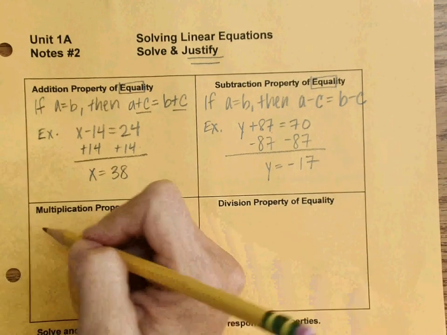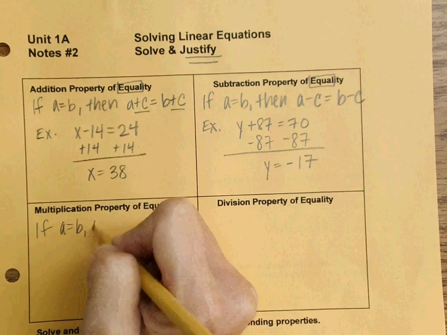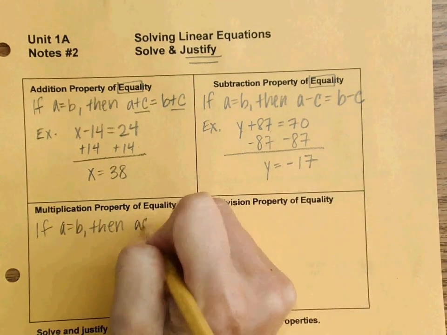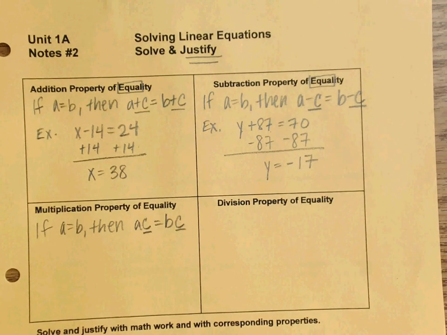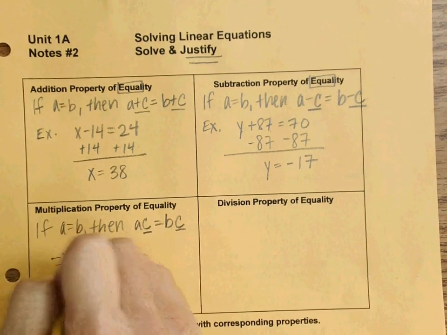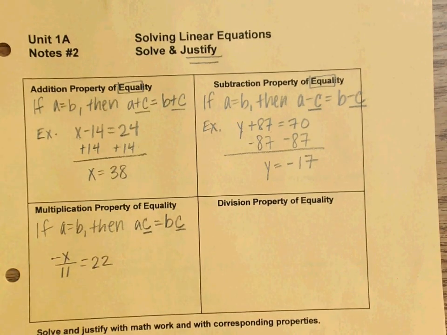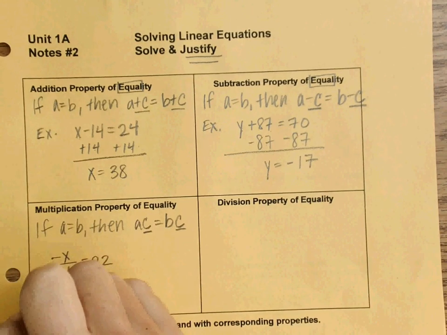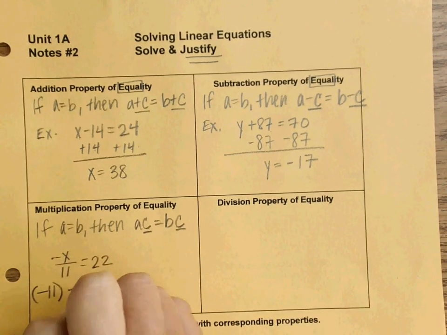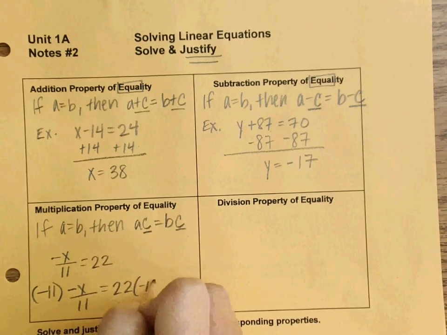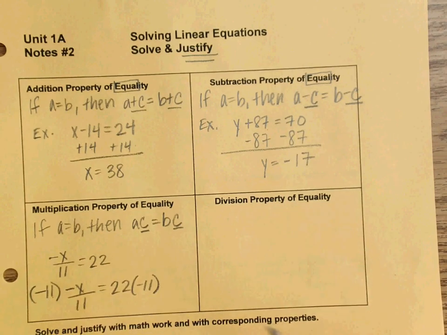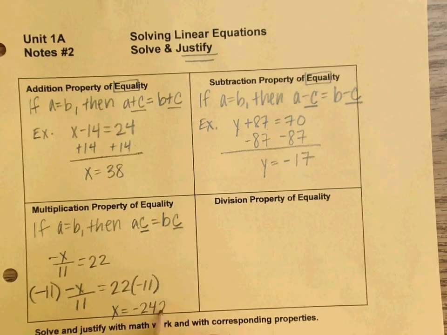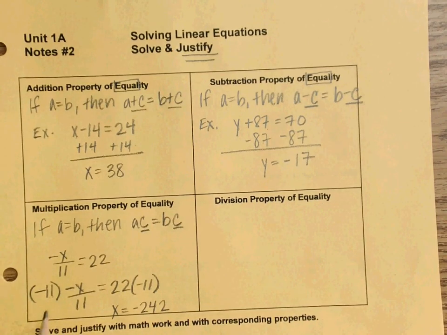The multiplication property of equality, very similar. Again, if A equals B, then I can multiply C to both sides. If I do it to one side, we do it to the other. The example I'm going to start with is negative x over 11 is equal to 22. To solve for x, we're going to multiply both sides by negative 11. So I'm going to show that work in my next step. Negative 11 is multiplying on both sides. Again, my goal is to solve for x. Anytime that we multiply or divide, we can do it with positive or negative numbers. My answer here, x equals negative 242. Again, if you do it to one side, we need to make sure we do it to the other.